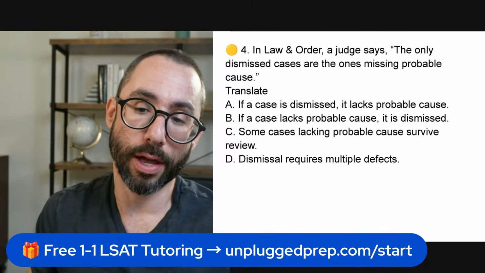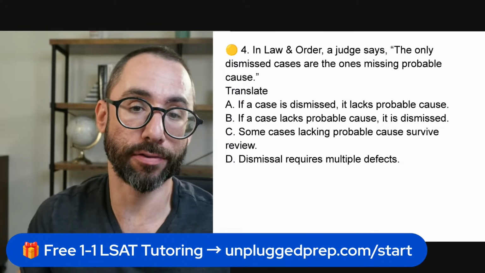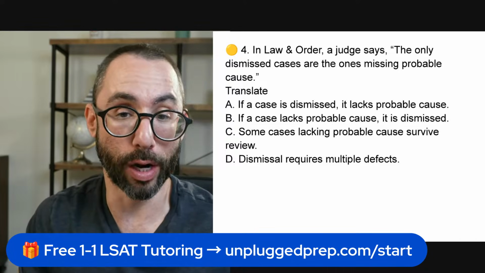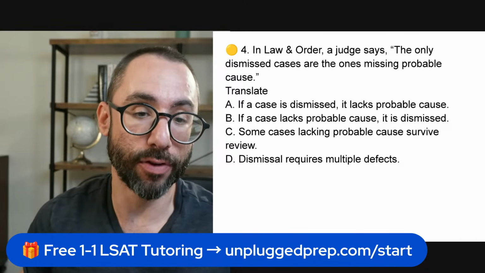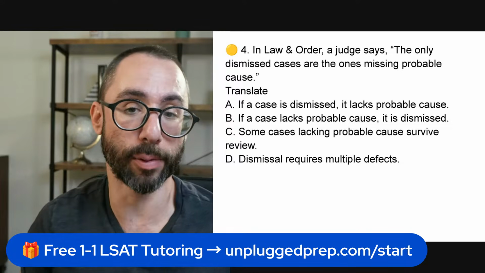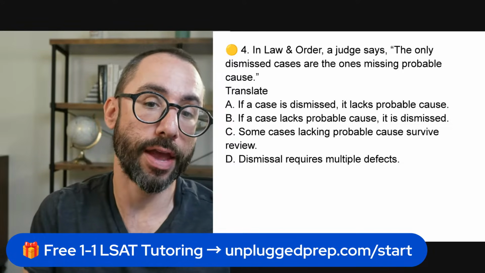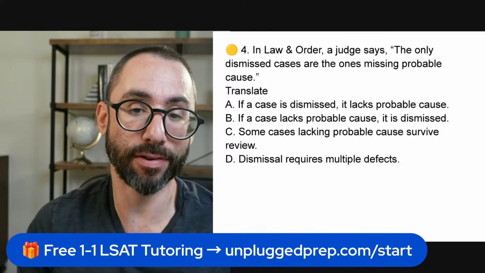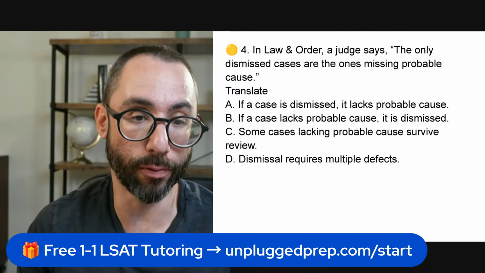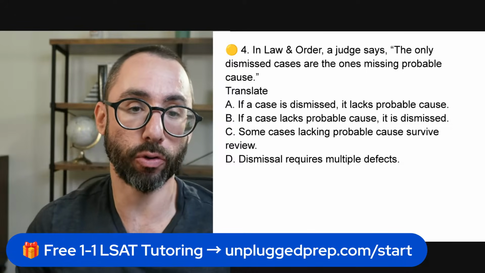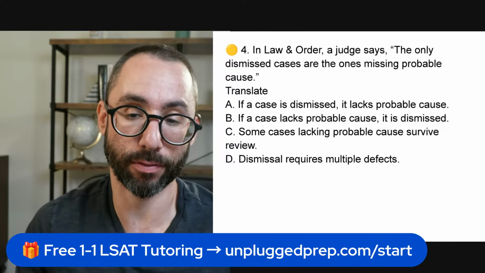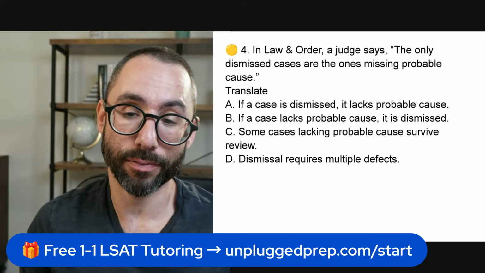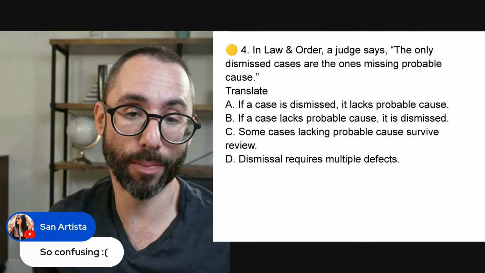Next, number 4. In Law and Order, a judge says the only dismissed cases are the ones missing probable cause. Let's translate that statement. A says if a case is dismissed, it lacks probable cause. B says if a case lacks probable cause, it is dismissed. C says some cases lacking probable cause survive review. Or D, dismissal requires multiple defects. When you have your answer, please drop it in the chat, A, B, C, or D. If you're not sure, just drop a question mark, but do commit to something.